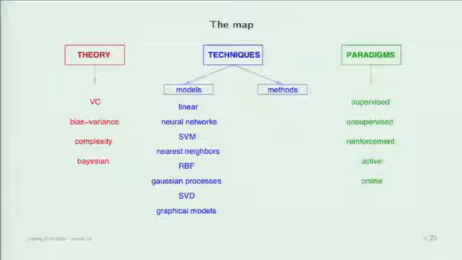Finally, there are graphical models, and graphical models are almost a different paradigm in their own right. Okay. What are graphical models? They are a model where the target is a joint probability distribution. That's what you're trying to learn.